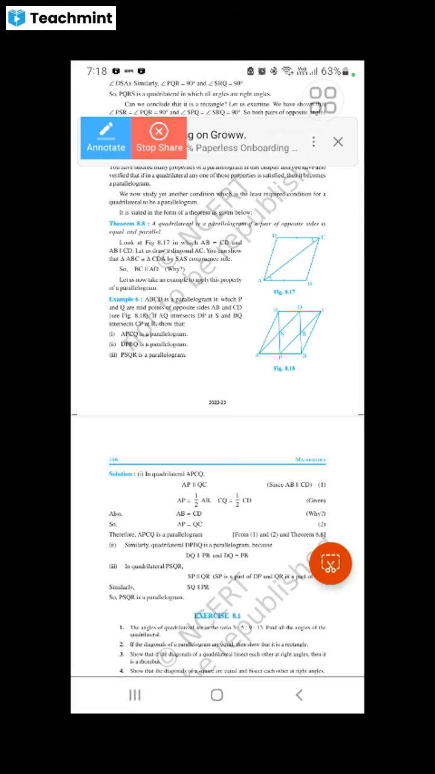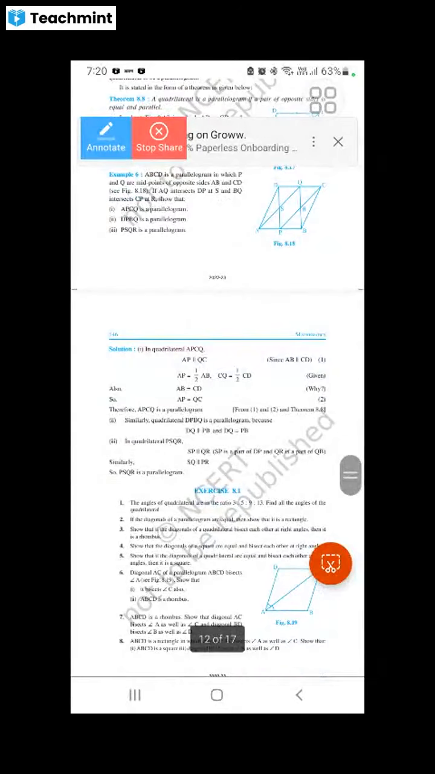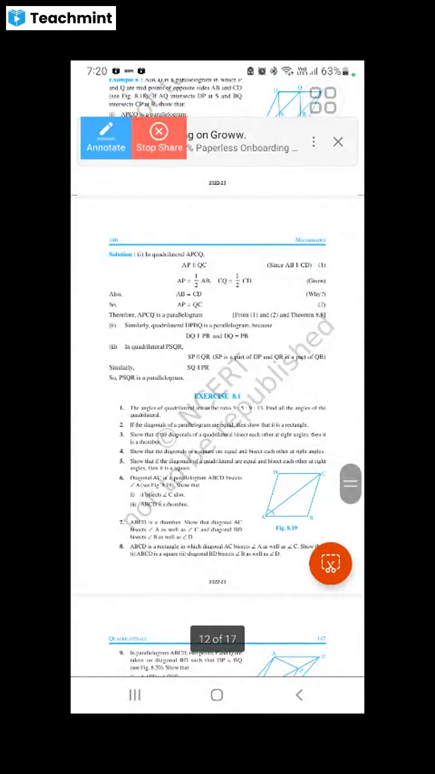By this relation we got that APCQ and DPBQ, these both are parallelograms. It means their opposite sides are parallel and equal also. Simply parallel first. So in case of PSQR, what we observe is that these are the opposite sides of all those quadrilaterals that we have proved earlier. So simply from both the sides they are parallel. That's why PSQR is a parallelogram. Got it? Yes, ma'am.